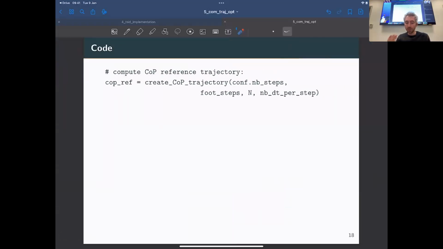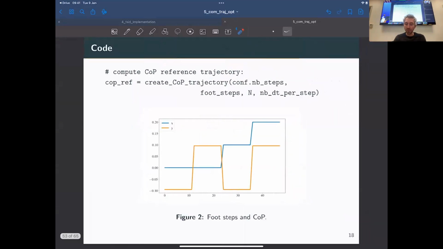Once we have the footsteps trajectory, we need the corresponding COP reference trajectory, if you use the formulation where this is provided. So here we're going to use this function, create COP trajectory, which takes the reference footsteps and it computes the corresponding COP trajectory, which is just tracking the footsteps. And so if we execute it with the previous input, what we get is this COP trajectory, which is just tracking the previous footsteps trajectories.